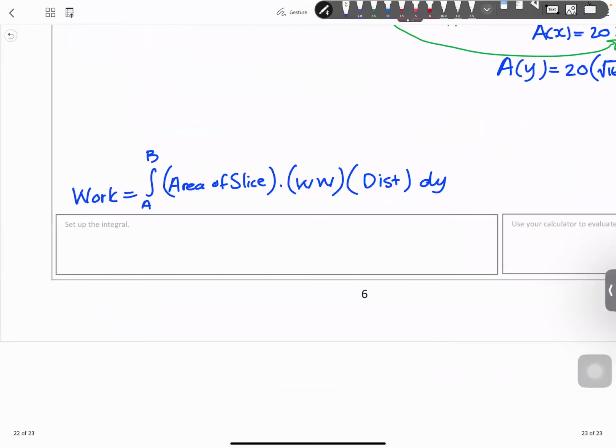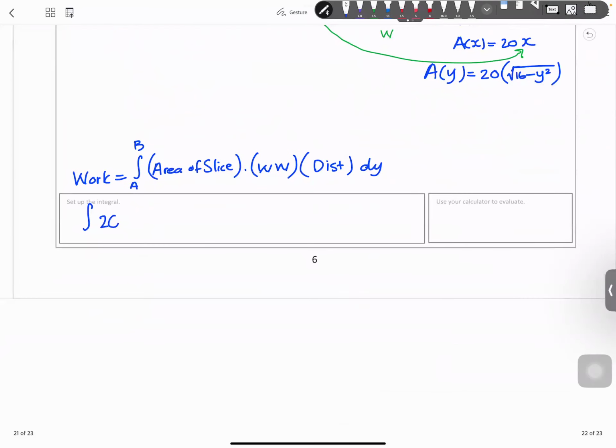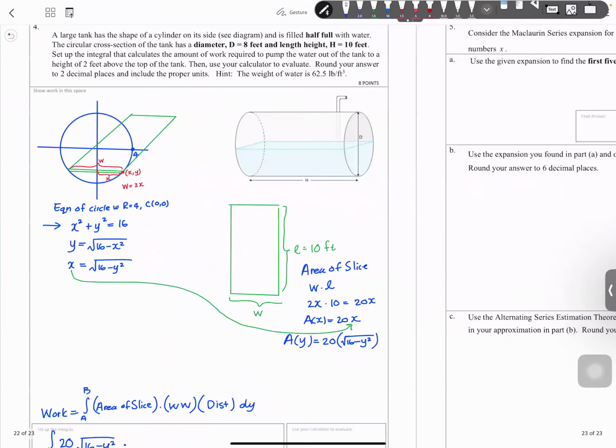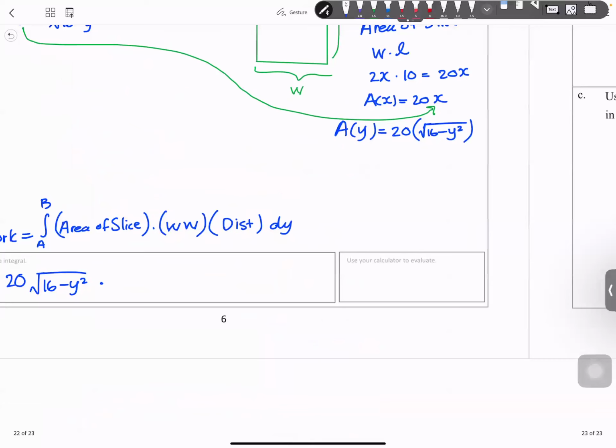All right. So this will be the integral of the area of the slice we just found. That is 20 times the square root of 16 minus Y squared times. Next up, what is the water weight? I'm going to go back to the top of the problem. It says that we are filled with just regular water. It's not like hot chocolate or oil or something. So I know the density is 62.5 pounds per foot. That's given in the problem too. So that is my water weight, 62.5.